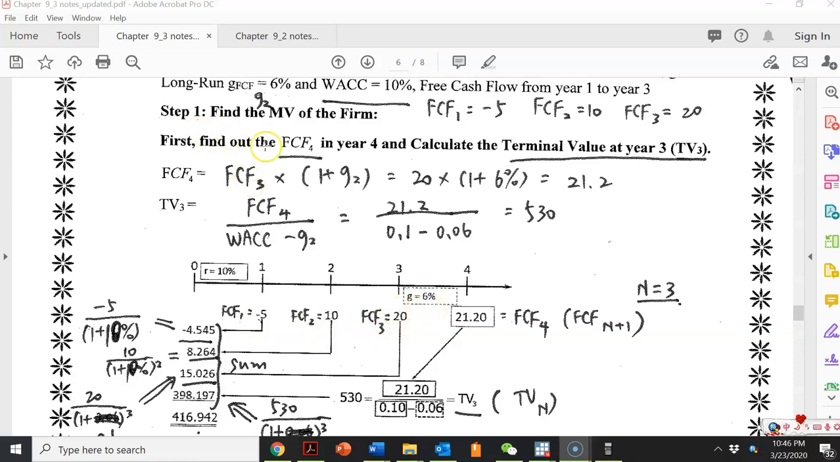So our step 1 is to find the market value of the firm. In order to do that, we need to get free cash flow 4 in year 4 first and calculate the terminal value at year 3, TV3. So we already know free cash flow 3 as 20. We can use that number multiplied by 1 plus G2, 6%. So we have free cash flow 4 as 21.2. Then we can use this number divided by WACC minus G2. So we have TV3 as 530.